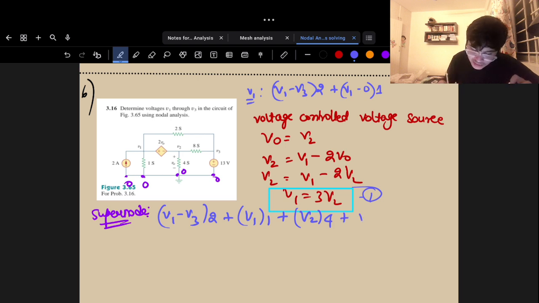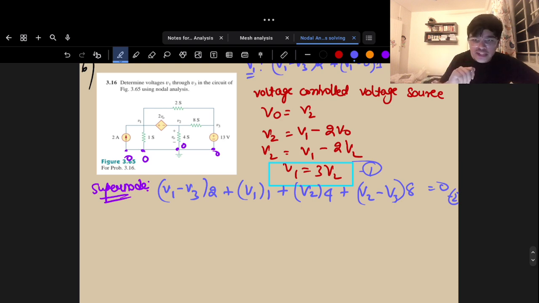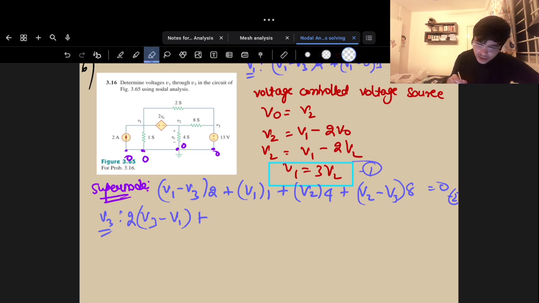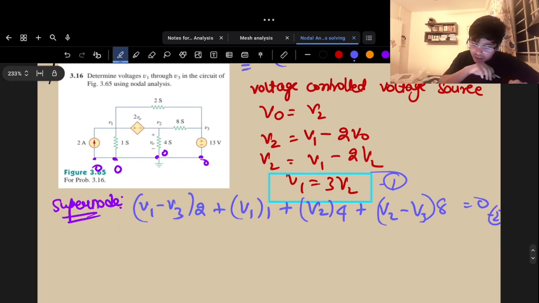And another current, V2 minus V3 into 8 Siemens, is equal to 0. And this is my equation 2. Now I have two equations and three variables, so I need one last equation, and let's apply it at V3. V3 minus V1, my bad. V3 minus V1 into 2 Siemens plus, okay. I don't actually need to find V3, I'm already given V3. My V3 is simply 13 volts.